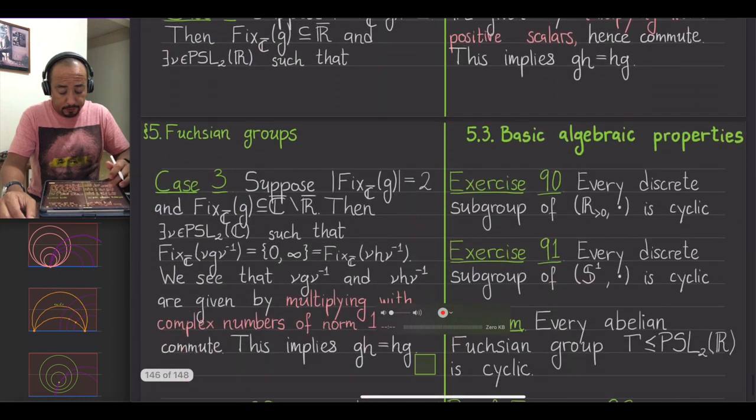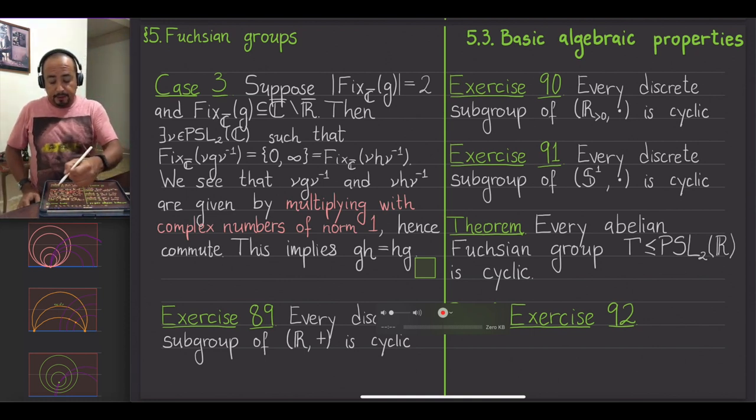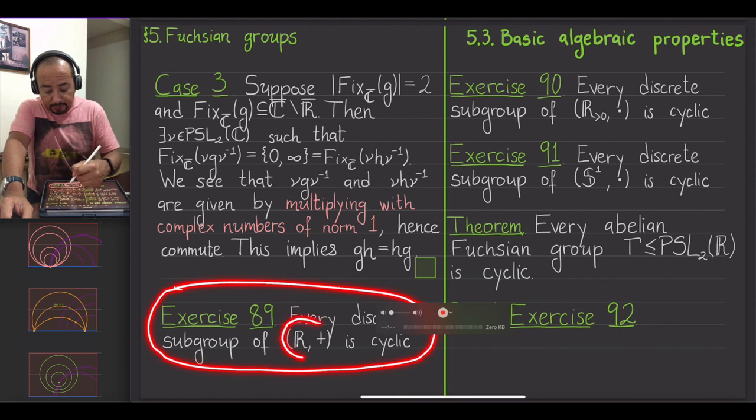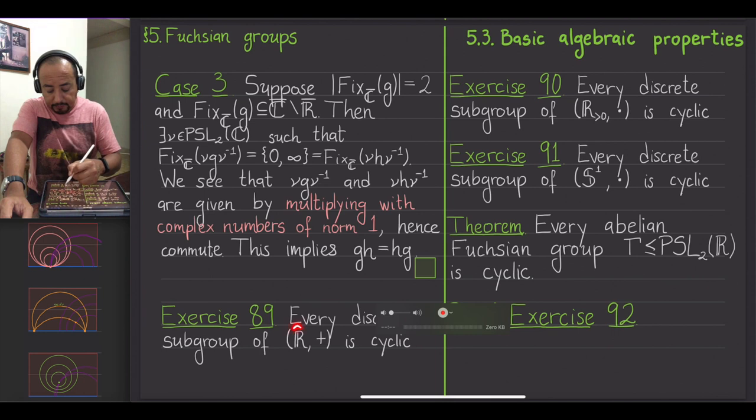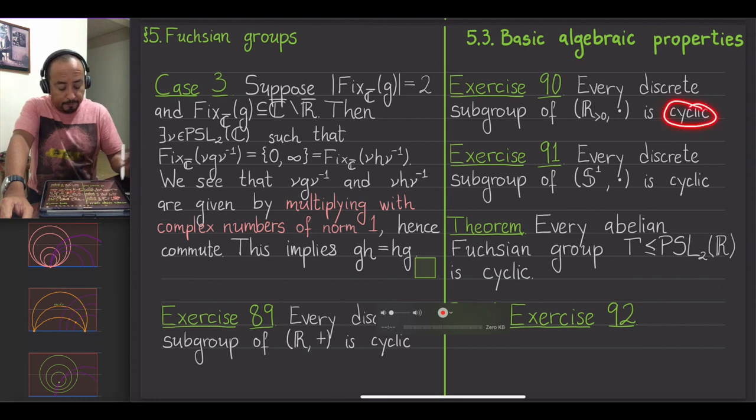And now three easy exercises that you have probably already done in some other course. Every discrete subgroup of the additive group of real numbers is cyclic, of course with the usual topology. Every discrete subgroup of the multiplicative group of positive real numbers is cyclic. Notice that if I write R minus zero, this multiplicative group, it is not true that all discrete subgroups are cyclic.